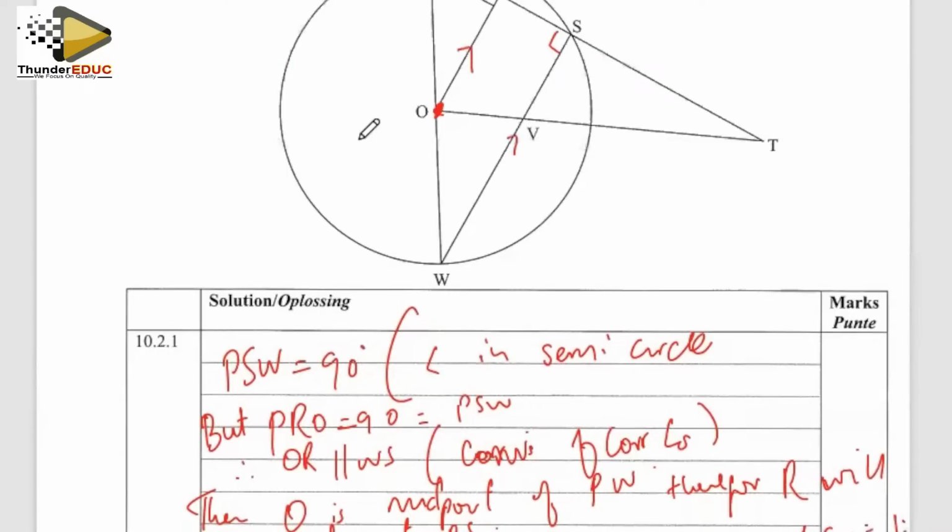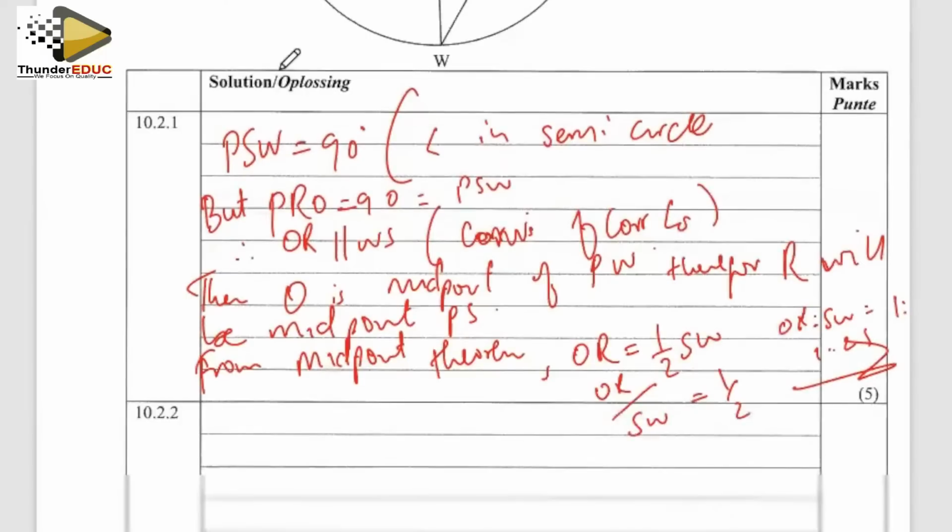Prove the 90 degrees here. Give a reason. Then go on to conclude that these lines are parallel. Then bring in the midpoint aspect, and then use the midpoint theorem for the distance. Okay. Then 10.2.2.